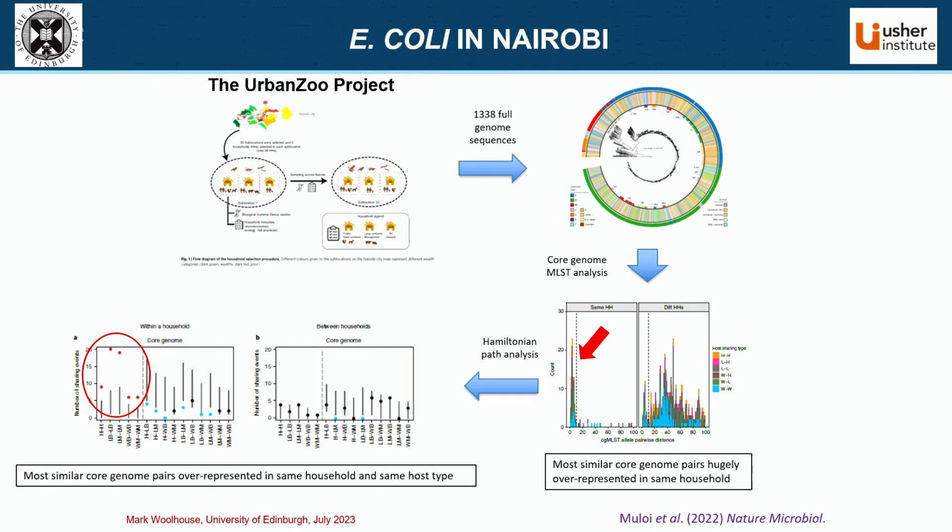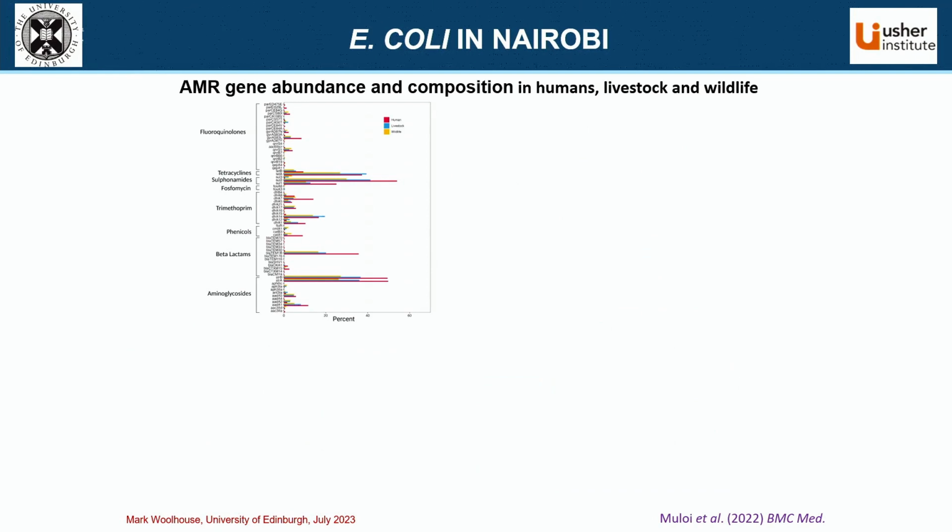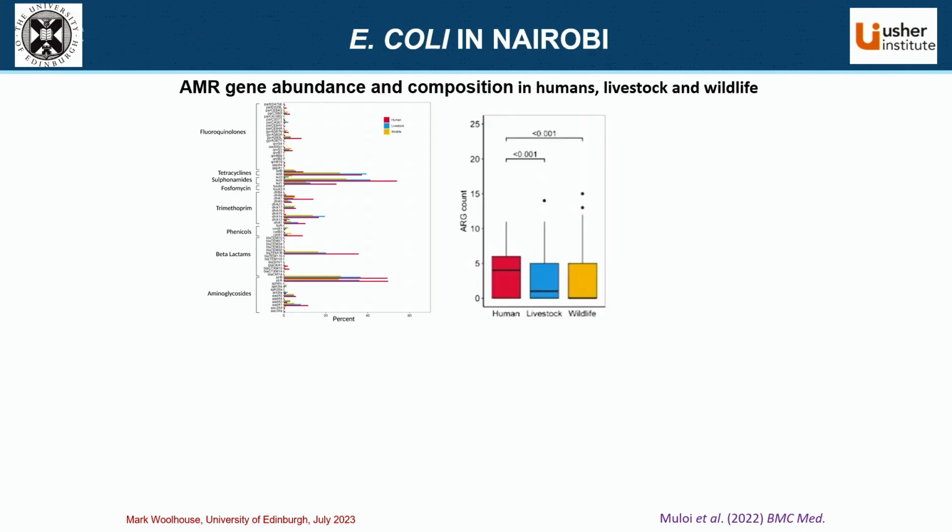So that's the bacteria. We can get some quite clear signals of how they're moving around, how they're shared in the environment of Nairobi. What about the resistances? Well, we can look at, again using bioinformatics, the AMR gene abundance and composition in those three compartments: humans, livestock, and wildlife. What you need to pick out on that graph is that the largest bars are red. That means they're humans. So there's most resistance genes in samples taken from humans, less from livestock and less still in wildlife. And that's shown by the vertical black bars in this, so much higher levels in humans overall.